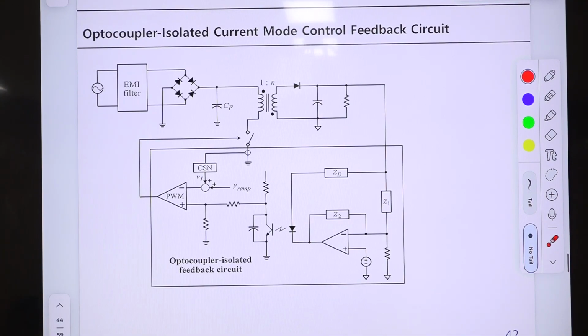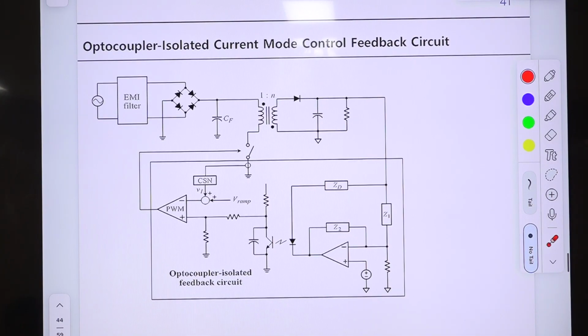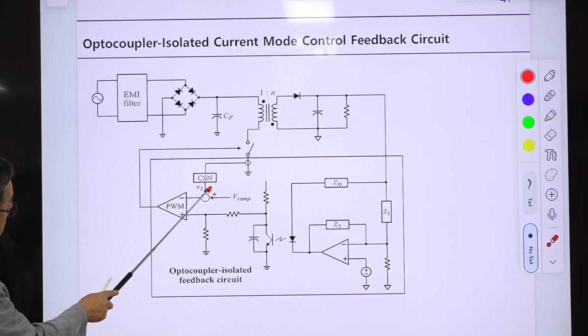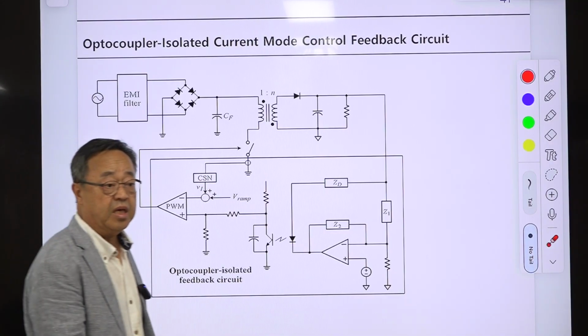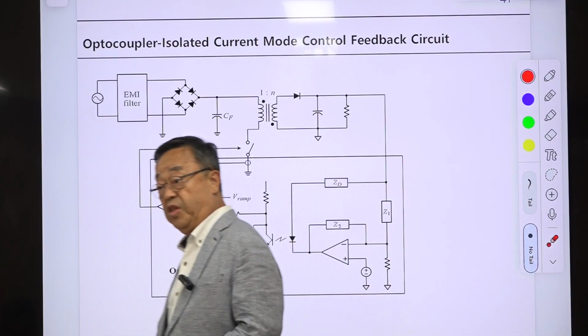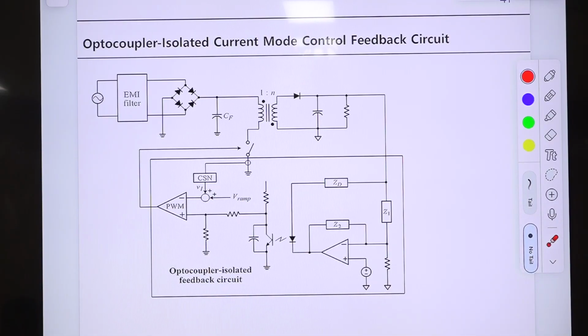So first, let me review the basic things about our converter. You have a flyback converter, and this part belongs to the NCP IC made by ON Semiconductor. I think I once told you that it is from Infineon. It's not from Infineon. It's from ON Semiconductor, and the device name is NCP1230.